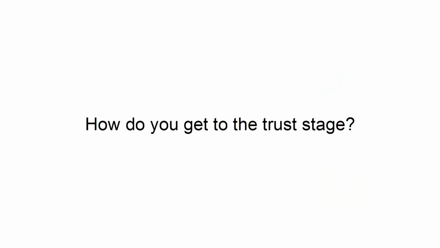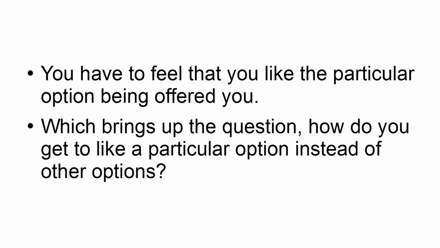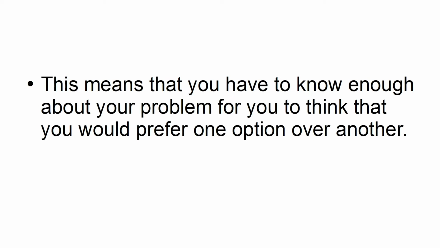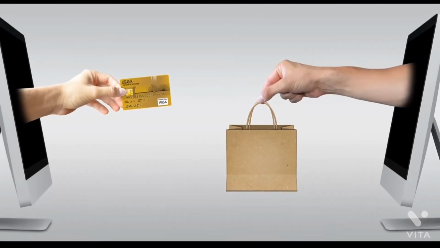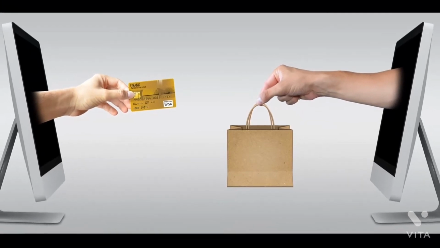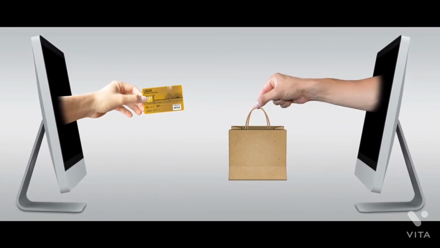Well, how do you get to the trust stage? That's right. You have to feel that you like the particular option being offered to you. Which brings up the question, how do you get to like a particular option instead of other options? This means that you have to know enough about your problem for you to think that you would prefer one option over another. That is the KLT process. Your job as a salesperson, and you are a salesperson even though you're using online videos, is to walk all your viewers through the KLT process. They start out trying to know quite a bit about their problem.